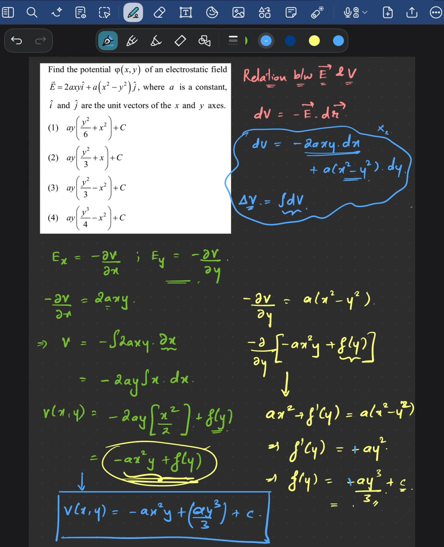Hopefully the solution made sense. So this will give me which answer? This will give me the third option. The third option will be the answer for this question. So hopefully this question made sense. See you in the next question.